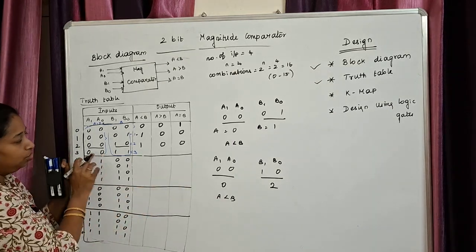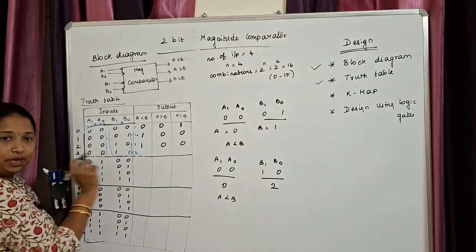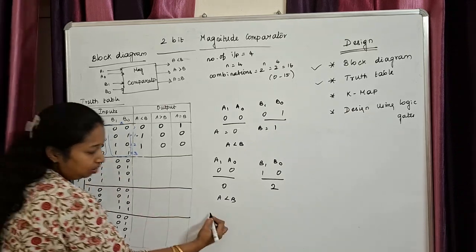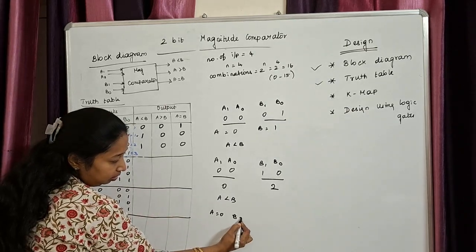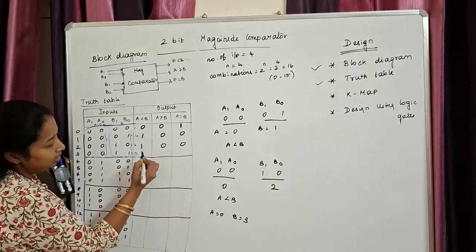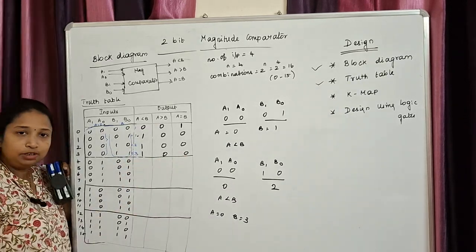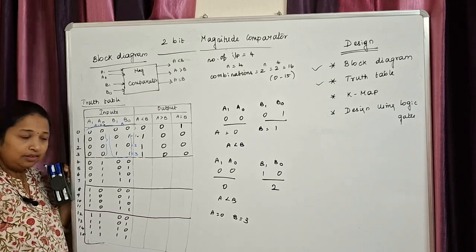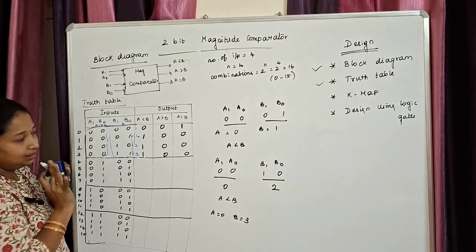Check for the other condition. Without my saying it, you can tell me here. A is 0, B is 3. What does it mean when A equal to 0 and B equal to 3? A is less than B. So, against A less than B, I'll put a 1. For the other conditions, I'll put a 0. Is that clear? Now, we are done with this entire block.